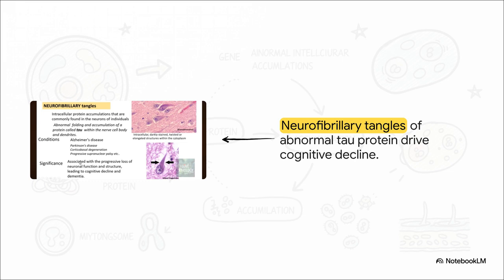This is that abnormal tau protein we mentioned just a minute ago, and this microscopic image connects directly to macroscopic devastation. The progressive loss of neuronal function caused by this specific type of cellular hoarding is actually a primary driver behind the cognitive decline and dementia we see in Alzheimer's disease.